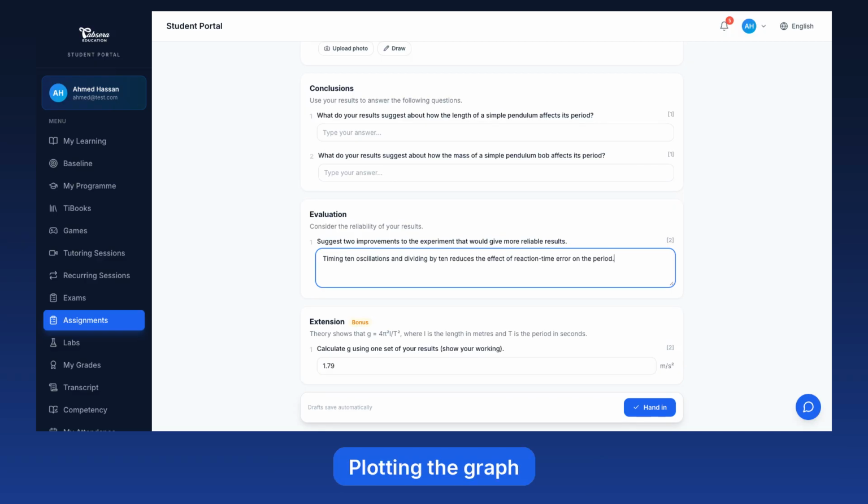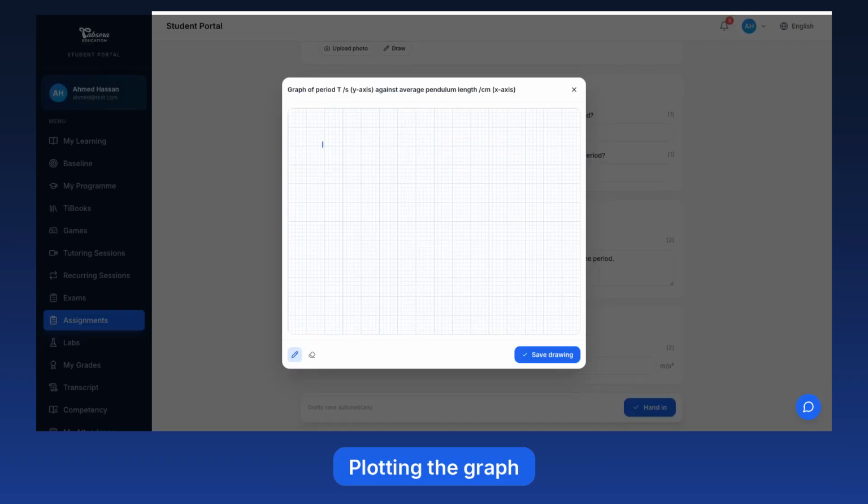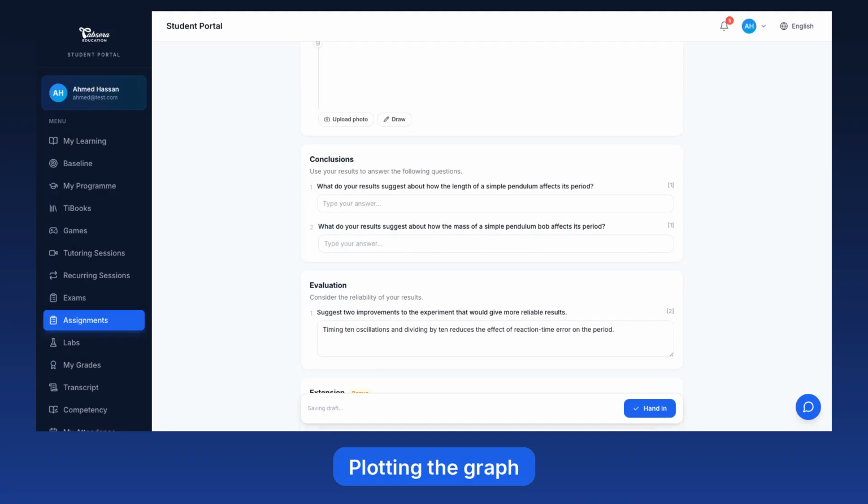The graph question opens a sheet of graph paper right in the page. Ahmed sketches his axes and the curve of period against length, and saves the drawing into his answer. On a phone he could photograph a paper plot instead, both land in the same place.